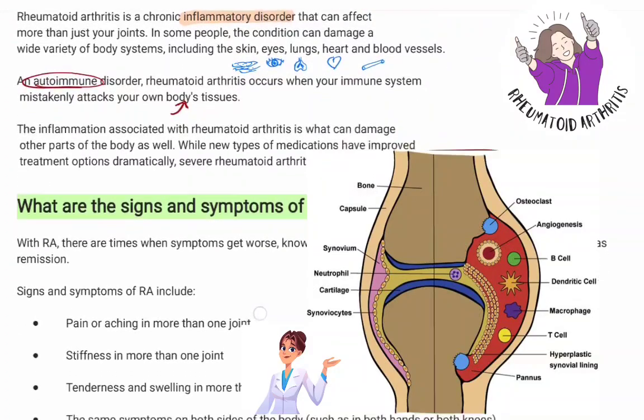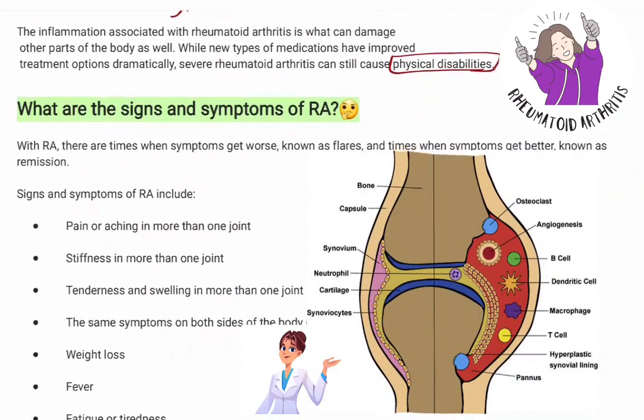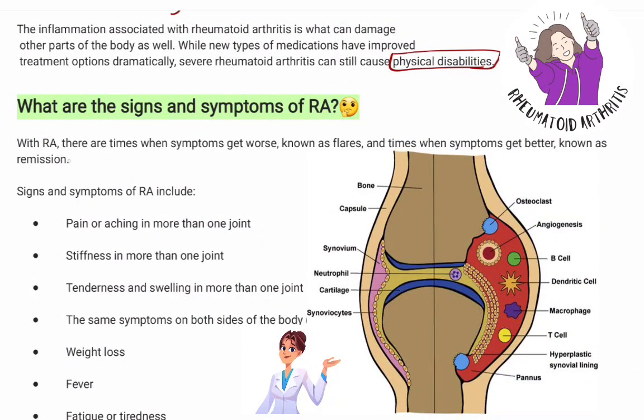Now, understanding the signs and symptoms of RA. So with RA, there are times when symptoms get worse, which is known as flares, and sometimes they get better, which is known as remission. So flares and remissions, if these are present with the pain, stiffness and tenderness of the joint, then we will clearly understand that it is the symptom of RA.